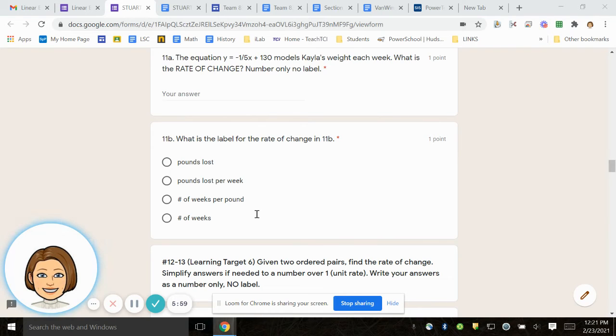Number 11, you're finding the rate of change again from this equation. Y equals negative 1/5 x plus 130 models Kayla's weight each week. What is the rate of change? Use the number only and no label. If you have it in unit rate, that's the best. 11b, what is the label for the rate of change in 11a? Pounds lost per week, number of weeks per pound, or number of weeks?